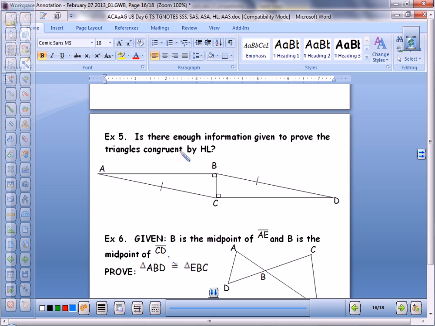Here's a picture. Is there enough information to prove the triangles congruent by HL, hypotenuse leg? Yes, there is. First of all, it has to be a right triangle. You can't throw out HL if you don't see a right angle somewhere. So, yes, right angle, check. Do I know the hypotenuse? Check. Do I know a leg? Yes. We do, because we know that BC is congruent to itself. Reflexive property. So, is there enough information? Yes.